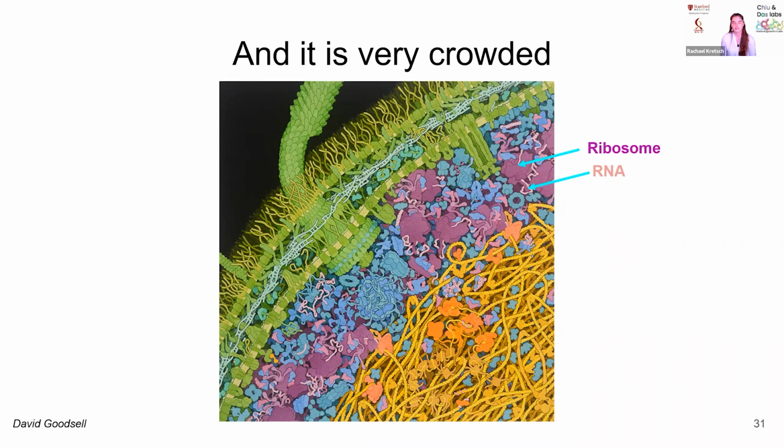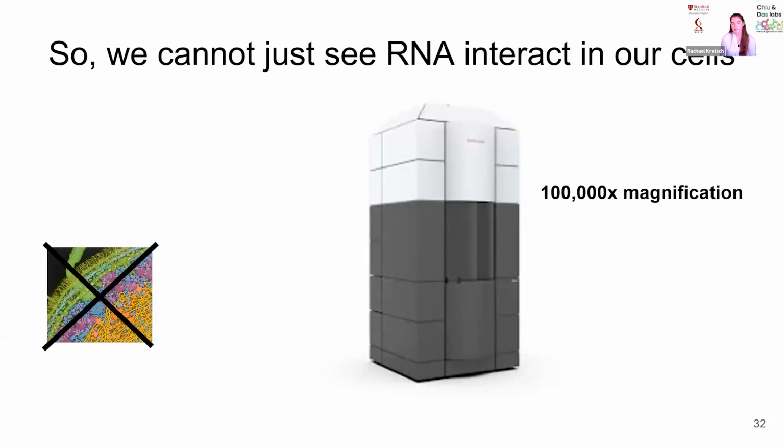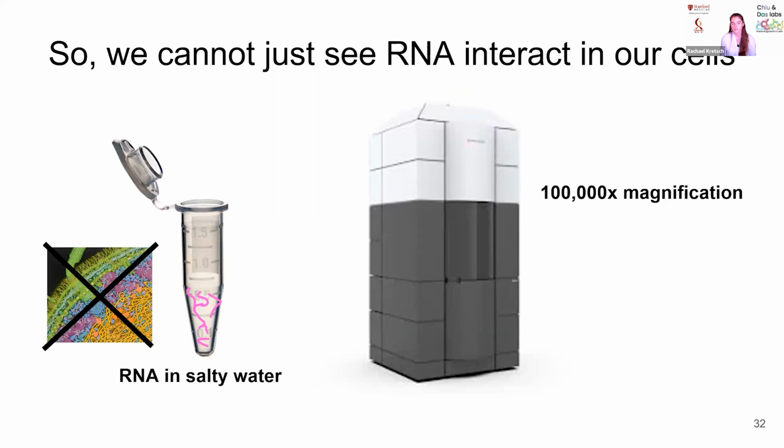And you can imagine if I was to take a picture of this, it would be very hard to point out which was the RNA and what was other things, right? So we don't actually image the cell, we just image RNA alone in salty water. So we don't have to deal with picking it out and differentiating it from everything else in the cell.